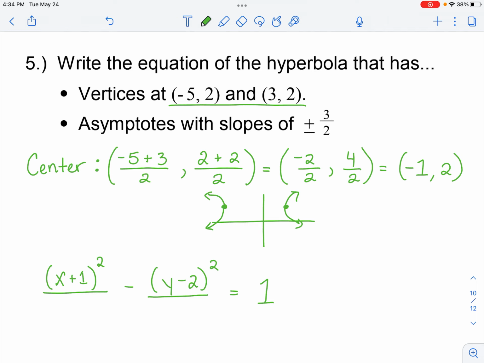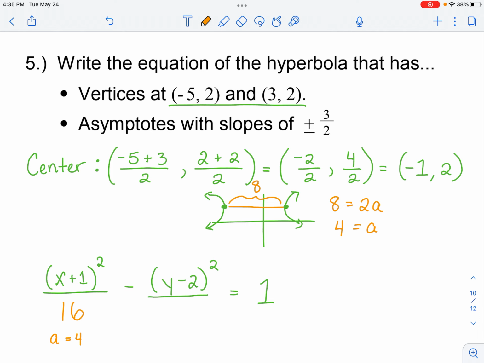But now how on earth am I going to figure out a and b? Well, first, what's the distance between these 2 points? This total distance is from negative 5 to 3, which is a total of 8. And we know the transverse axis has a length of 2a. So 8 is equal to 2a, so a must be equal to 4. So 4 squared goes under the first one, so I'm going to put a 16 here. That's coming from the fact that a is equal to 4.